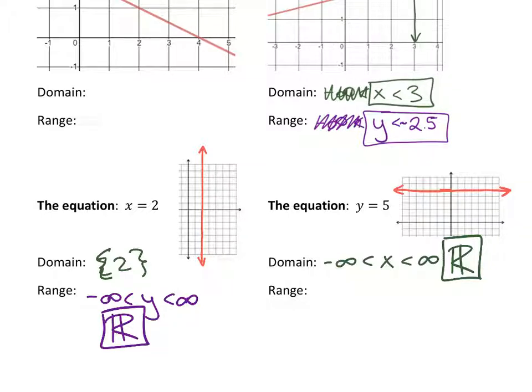Now what about the range? It's 5. Yeah, the only y value I've used on here, since it's a flat line, is the number 5. Again, sometimes you'll see it just as y is 5 instead of an inequality, since it's only one number. But that's not really correct. This is the more correct way to write this.